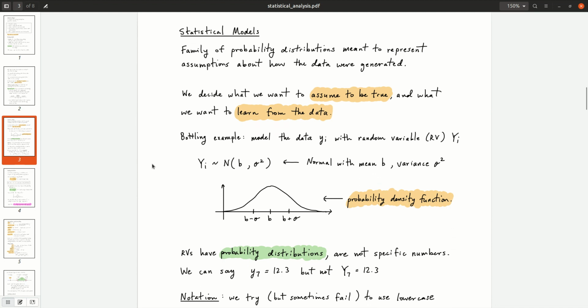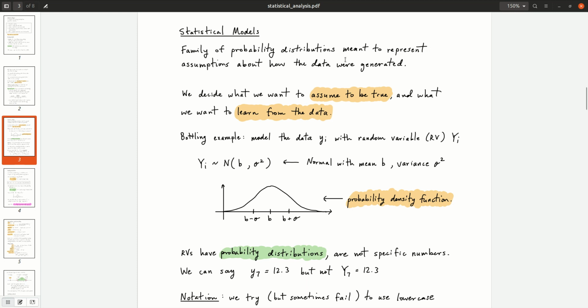So let's talk about statistical models. My definition for a statistical model is a family of probability distributions meant to represent assumptions about how the data were generated. There are a few key words in this definition. One is that it's a family of probability distributions. What that means is I'm not saying specifically that it's this particular probability distribution. I'm saying, for example, that it follows a normal distribution, but I'm not saying what the mean of that distribution is. That's what I mean by a family. It's normal, but we don't know what the mean is.